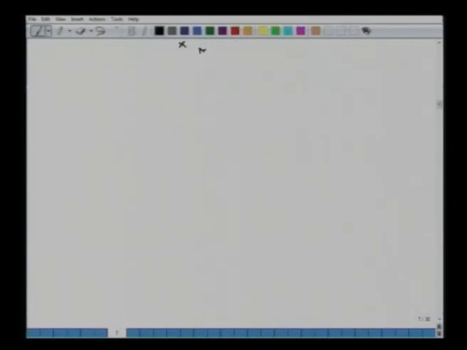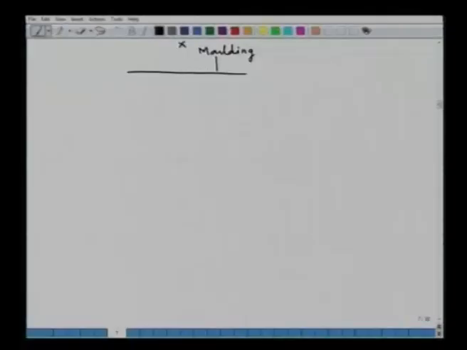So, you have molding. Now, there are different methods of molding, that is, you are preparing different shapes of the refractory. In molding, you can have slip casting, hand molding, or machine molding. Well, machine molding is better for dimensional accuracy and other advantages.